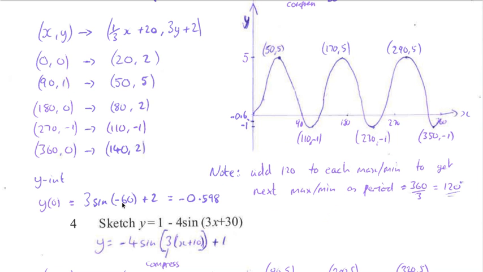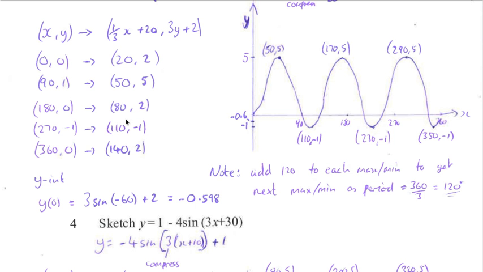So 3 sine of negative 60 plus 2. So that'll be negative 0.598 or negative 0.6. We could write that as an exact value, but because I'm sketching the graph, I'm just going to leave it as negative 0.6. So if you're thinking I would rather write negative 3 root 3 over 2 plus 2, that would be totally okay.